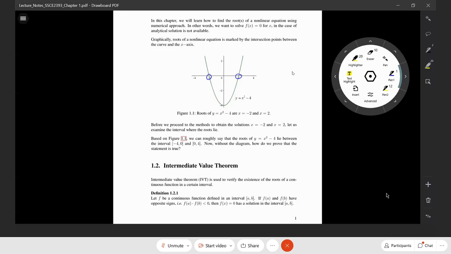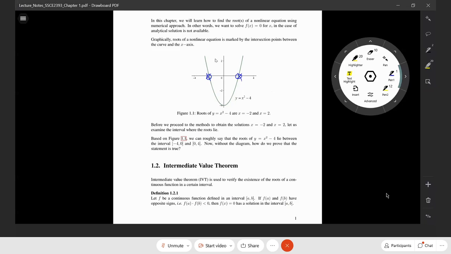It can be 1, it can be 2, it can be 3, depending on the polynomial, depending on the equation that you have. You don't know yet what the exact solutions or roots are, but you can predict the interval where your roots are going to be. Looking at this graph, I can roughly say the root is going to be in the interval negative 4 to 0, which is true if you refer to the graph, because negative 2 is between negative 4 and 0, and 2 is between 0 and 4.